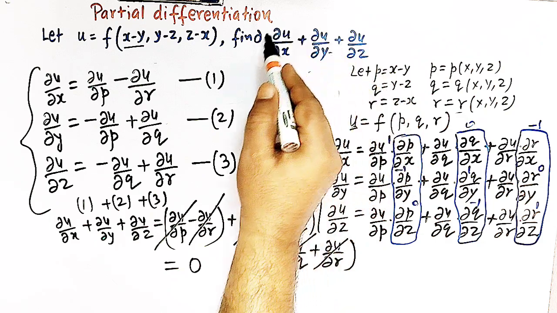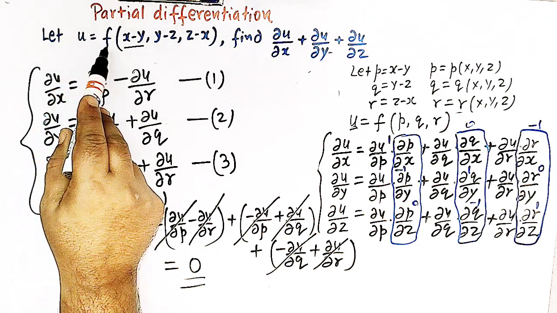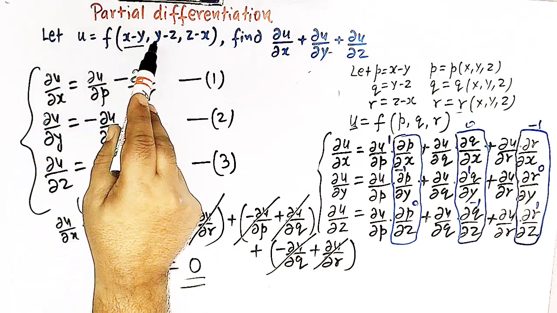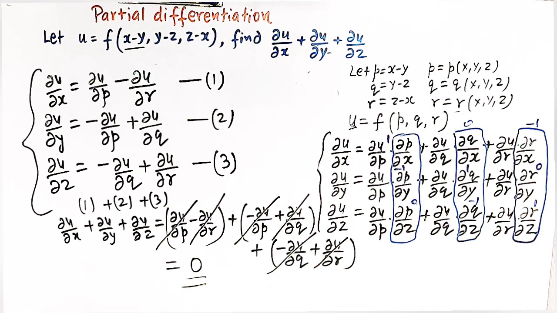That is, we have to find the value of this expression. So the value of the expression del u over del x plus del u over del y plus del u over del z is equal to 0 when u is given as f of x minus y, comma y minus z, comma z minus x. So viewers, this is how by the concept of partial differentiation and the concept of total differential coefficient, along with all these results, we can easily solve these type of problems.